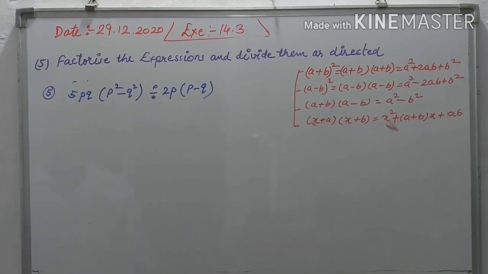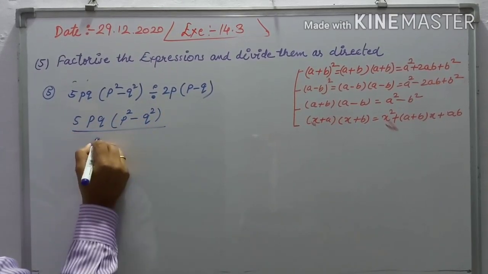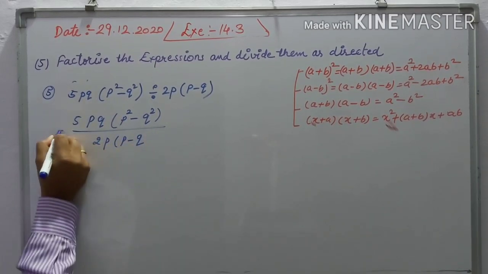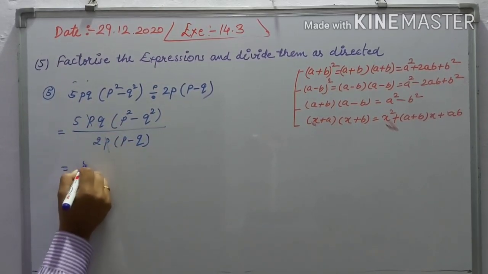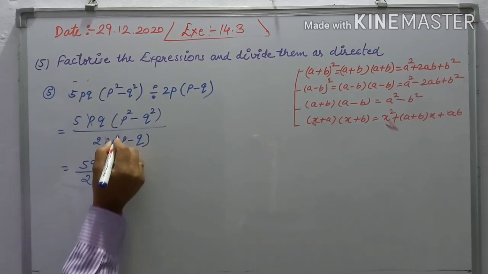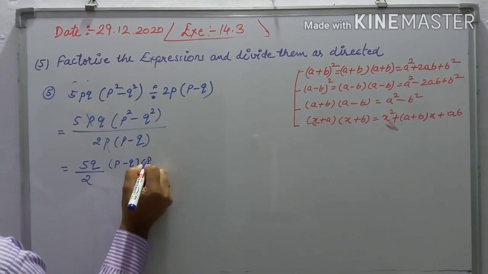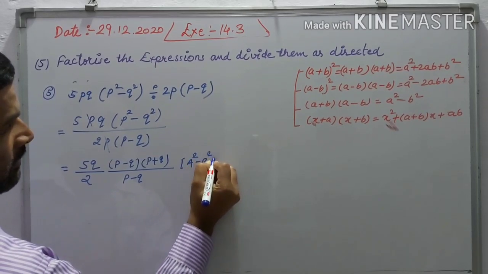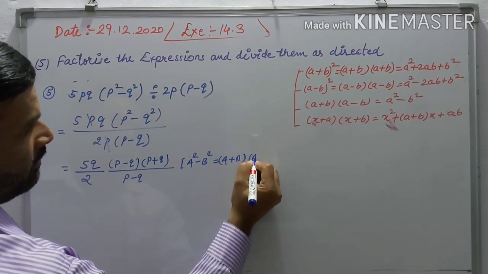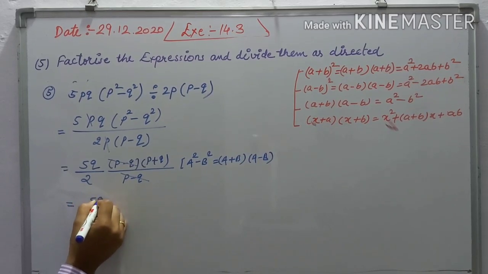Now write 5pq(p² − q²) upon 2p(p − q). Here p and p cancel, leaving 5q upon 2. p² − q² is a² − b², so we use the identity a² − b² = (a + b)(a − b), giving (p − q)(p + q) upon p − q. Okay, p − q cancels. Finally the answer is 5q(p + q) upon 2.